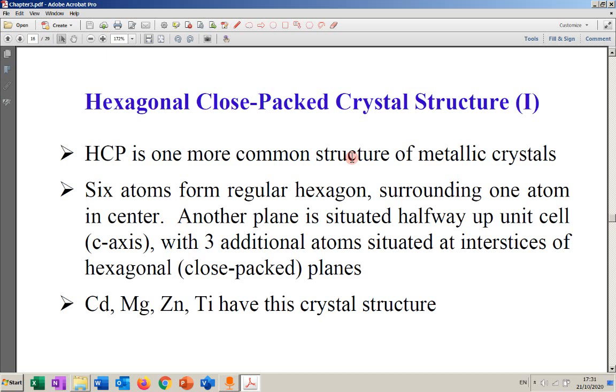Hello everyone, welcome back. In this video we're going to explain one of the other metallic crystal structures, hexagonal close pack.